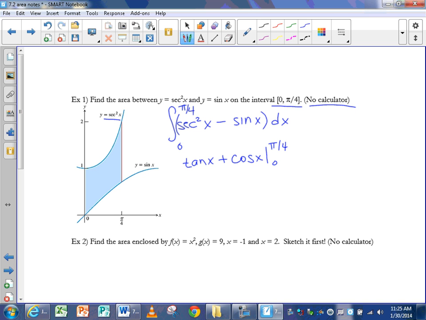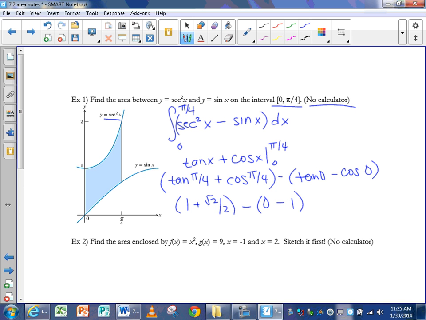Now I'm going to plug in my bounds and subtract. So I have tan pi over 4 plus cosine pi over 4 minus tan of 0 minus cosine of 0. So this is going to be 1 plus root 2 over 2 minus 0 minus 1. And actually, this is supposed to be a plus. My apologies. So then when we go to evaluate this, I have 1 plus root 2 over 2 minus 1, which gives me a net value of root 2 over 2, meaning this region right here has an area of root 2 over 2. And that's all you have to do.